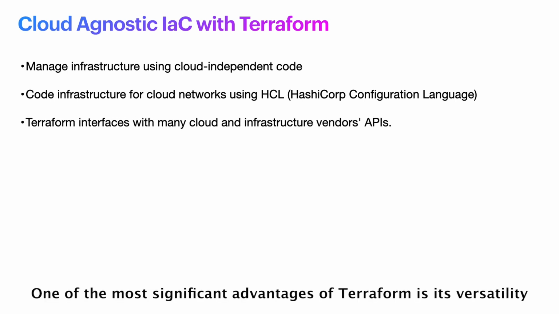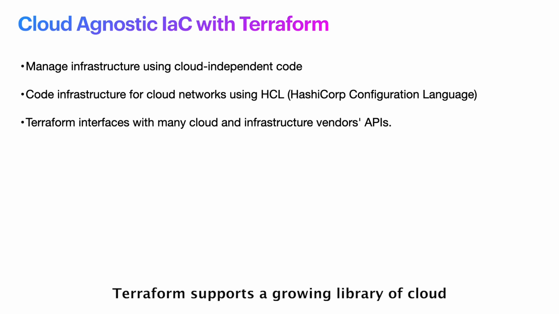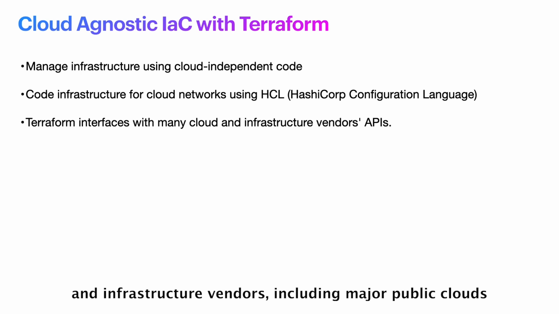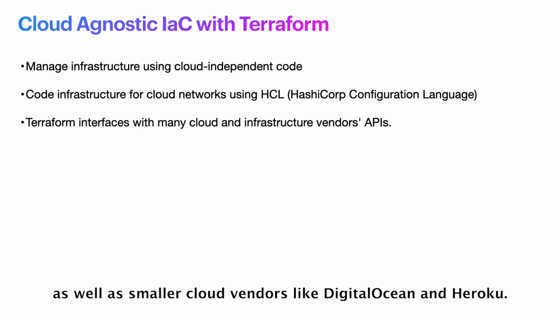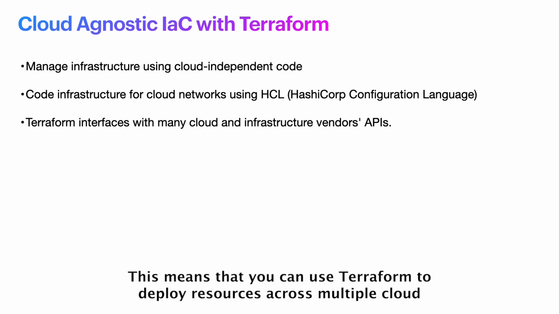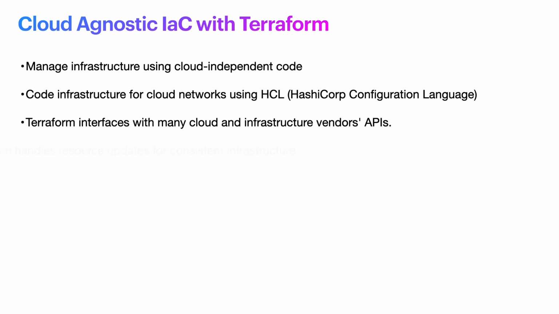One of the most significant advantages of Terraform is its versatility in interfacing with cloud and infrastructure vendors' APIs. Terraform supports a growing library of cloud and infrastructure vendors, including major public clouds like Amazon Web Services, Microsoft Azure, and Google Cloud Platform, as well as smaller cloud vendors like DigitalOcean and Heroku. This means that you can use Terraform to deploy resources across multiple cloud platforms and achieve high availability beyond what a single vendor can offer.